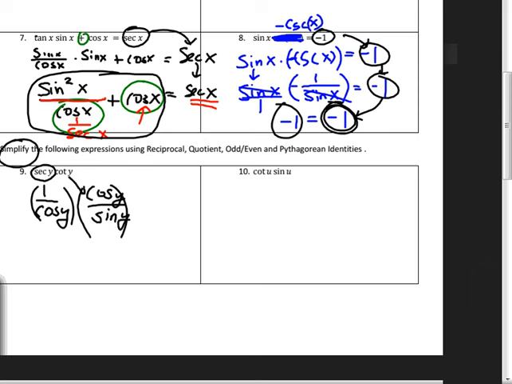Okay. Cancels, cancels. And what am I left with? 1 over sine. Is that good enough? No, because you can get it even simpler. 1 over sine is close, but what's 1 over sine? Cosecant. Done. If you can get it down to a single function, you know you're done.